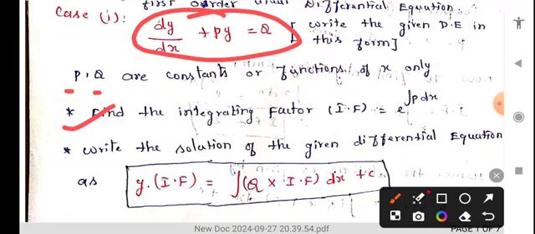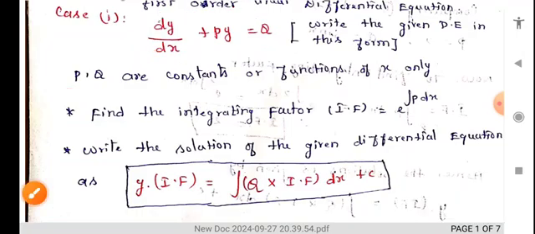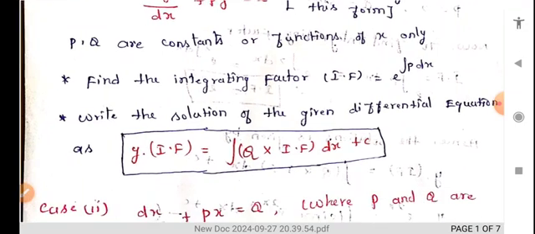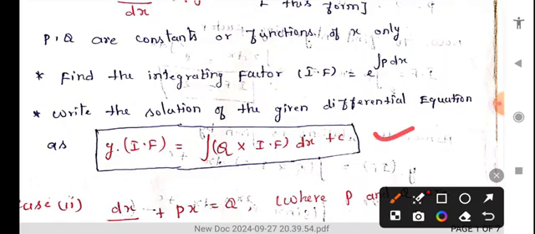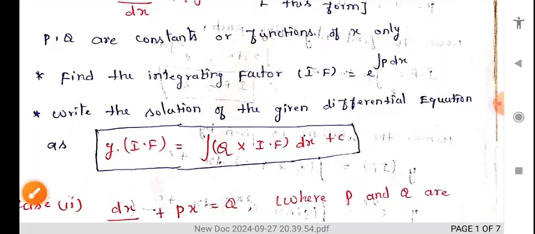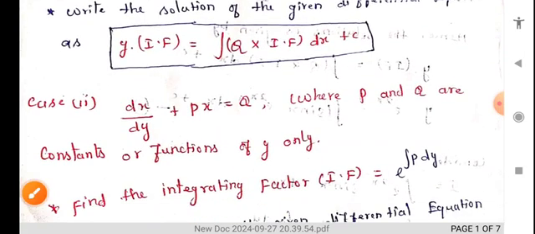What is the integrating factor for this form? e power integral over p dx. Okay. After finding the integrating factor, you have to find the solution of the given differential equation. So y into integrating factor equals integral over q into integrating factor dx plus c. Okay, right. Then we'll go with the next one.